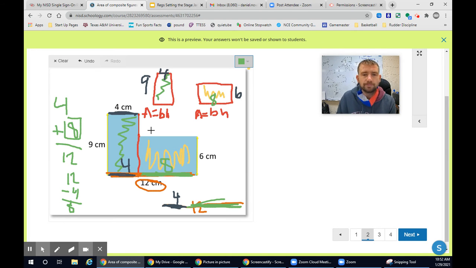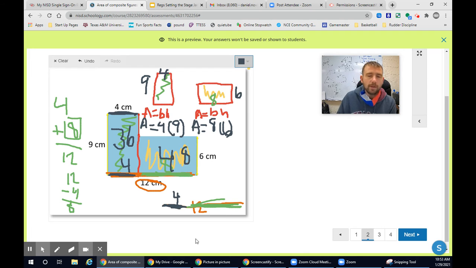And so let's substitute. To find area, I want to know what the base is. Well, that's 4, and I'm going to multiply that by the height of 9. 4 times 9 gives me a total area of 36. Then I want to look at the area of this rectangle. Now that we have all measurements, the base is 8, and the height is 6. So 8 times 6 gives me 48.